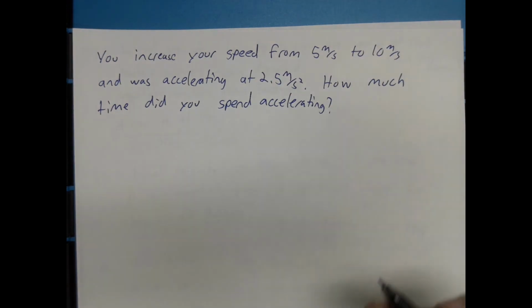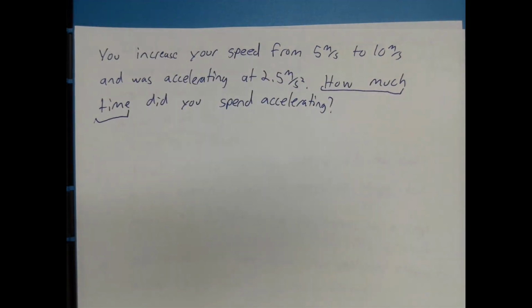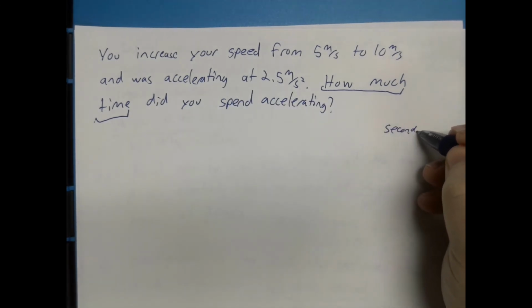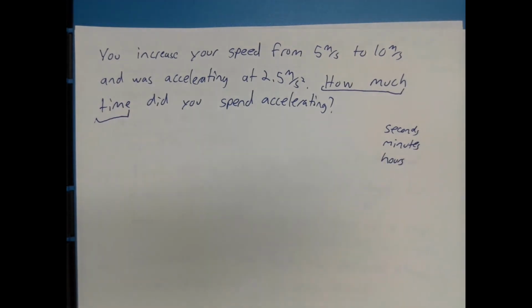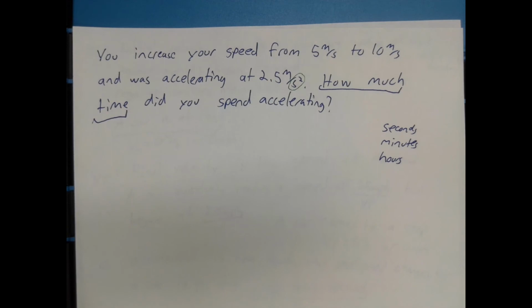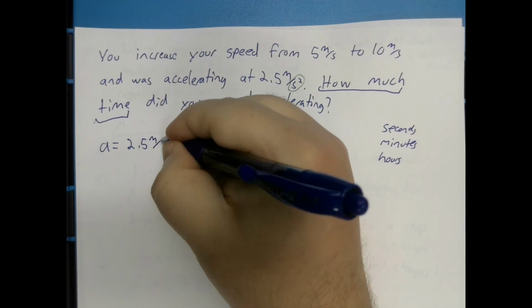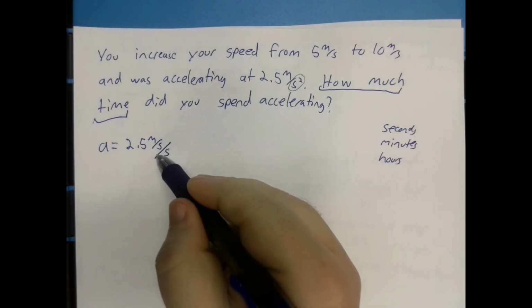First thing you should note is you are solving for time. Will your answer be in meters? No. Your time is either going to be in seconds, minutes, hours, days, weeks, months, years. How do you know which unit? We look at our acceleration. Our acceleration is equal to 2.5 meters per second squared. You can expand that second squared out into per second.